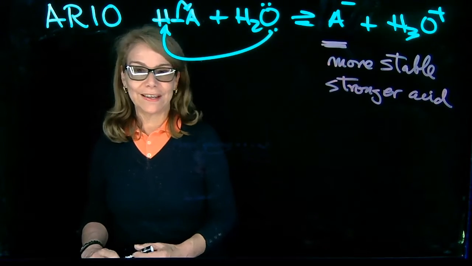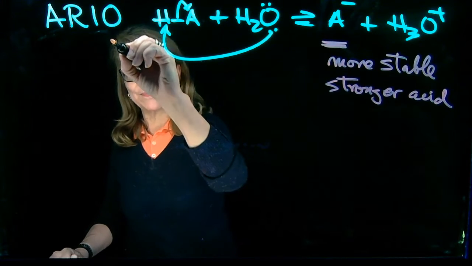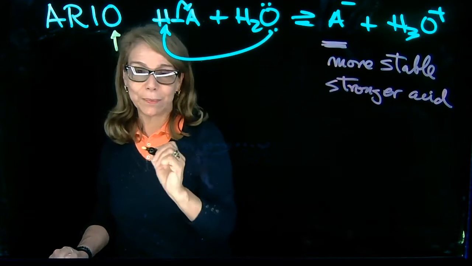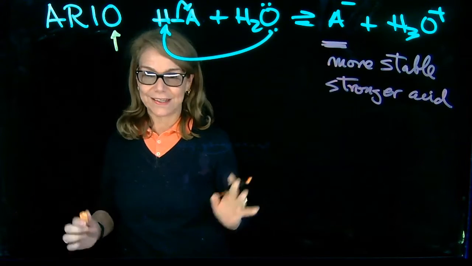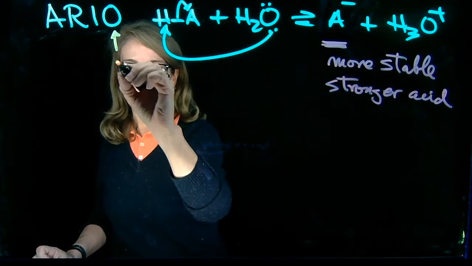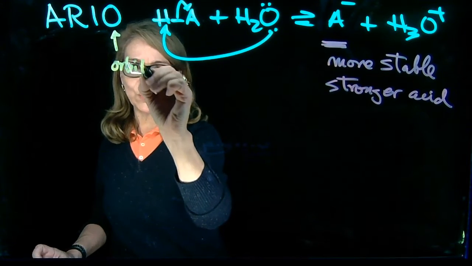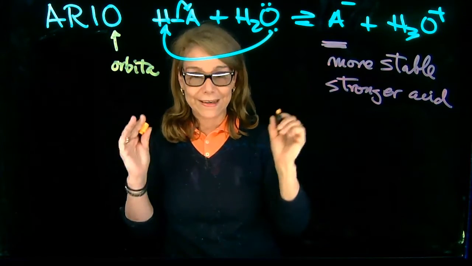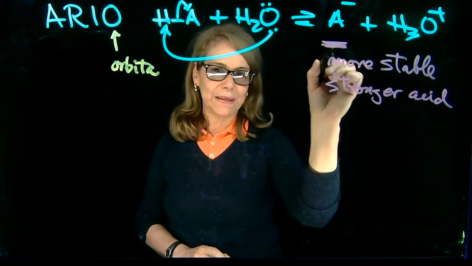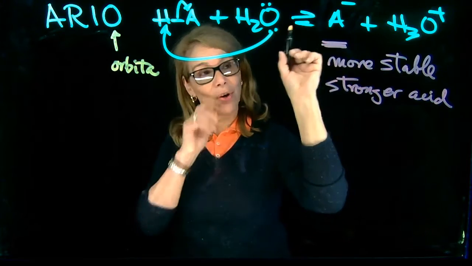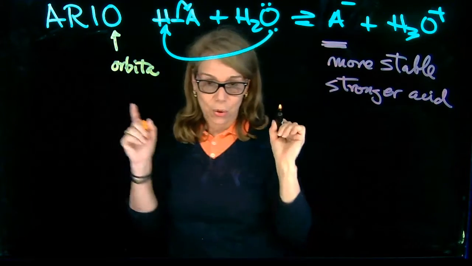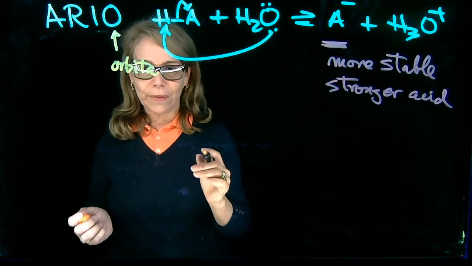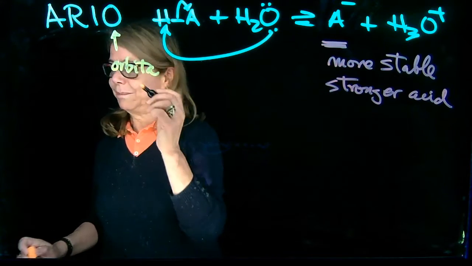We are going to analyze now the last effect that will help us determine strength in acidity, and that is orbital. Referring to the orbital in this species, the conjugate base, where the negative charge resides. So that atom, where is that charge? In what type of orbital? And for that, we're going to analyze the following series.